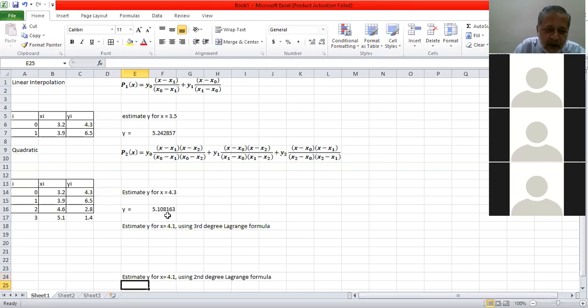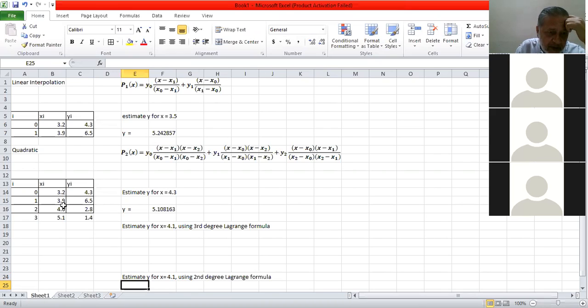At 4.1 you estimate the value of y using second degree polynomial. Now at 4.1, which is somewhere here, for second degree polynomial we have to use 3 points, but we have more than 3 points. So we need to make a choice which 3 of these four points should be used for this estimation.